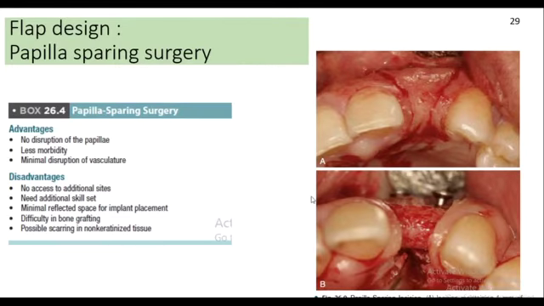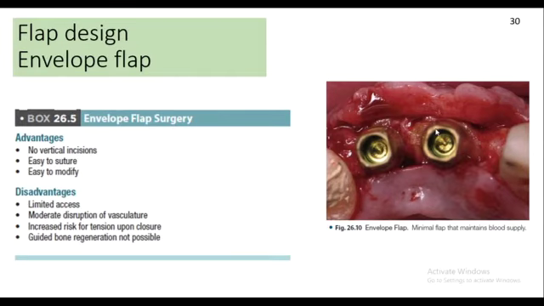The second flap design is the envelope flap, in which instead of giving a vertical incision, you just give a crestal incision. The advantage is that it's easy to suture, and you can easily approximate. But the disadvantage is that it has limited access, and it is a moderate disruption of the vascular tissue. So it's not possible for you to do the bone grafting as well in this type of flap.